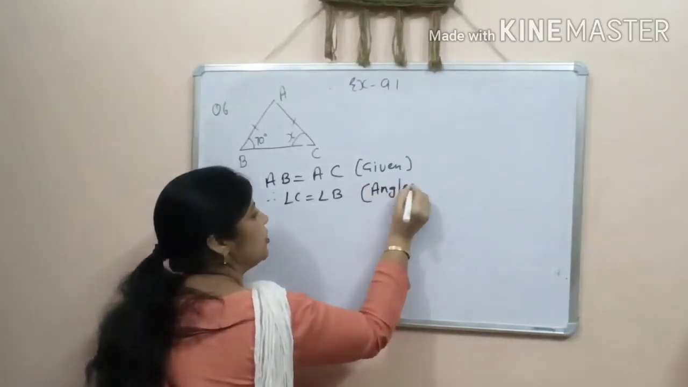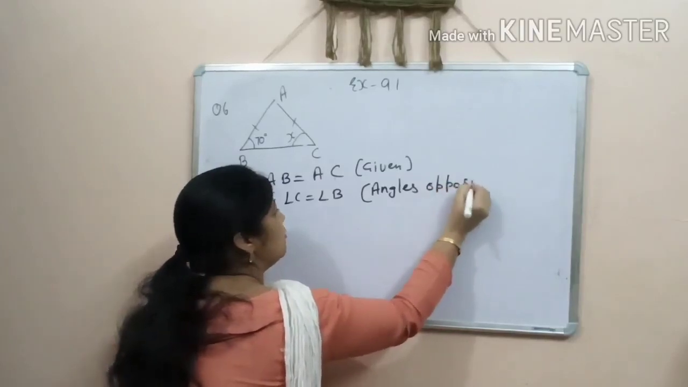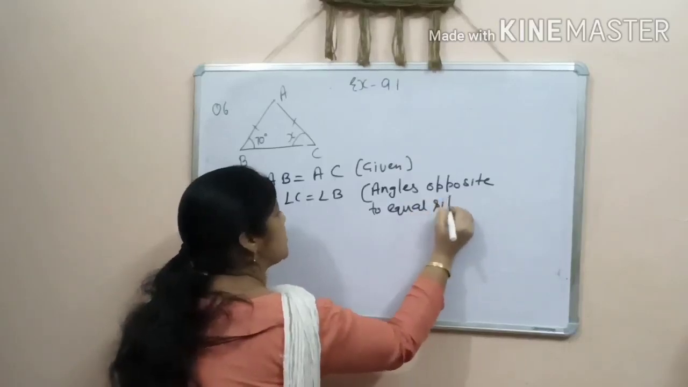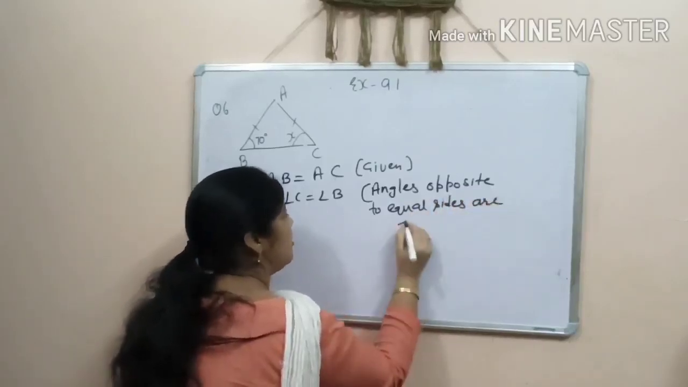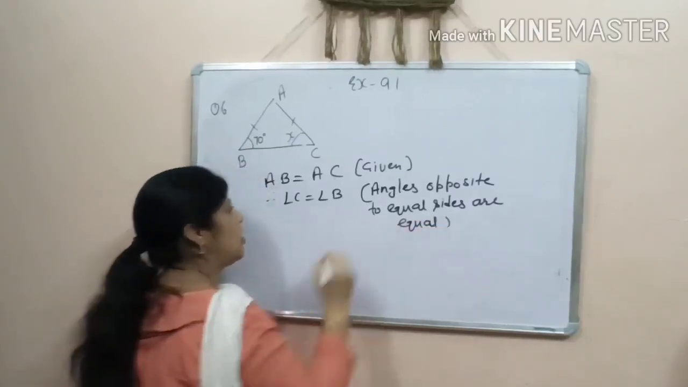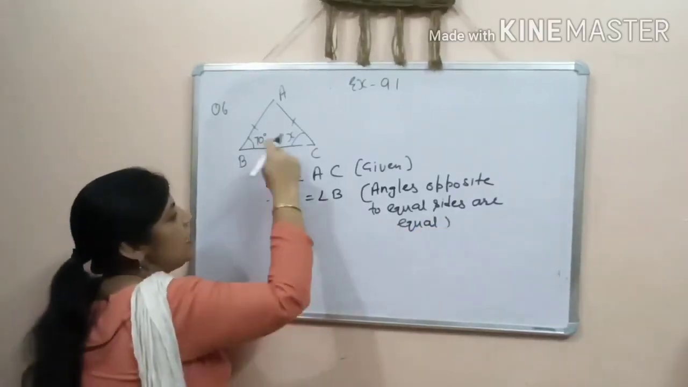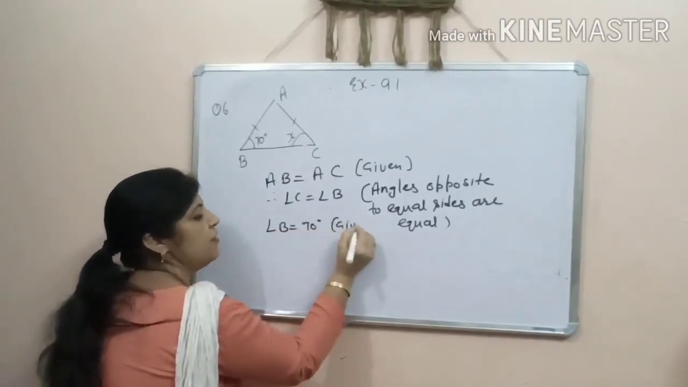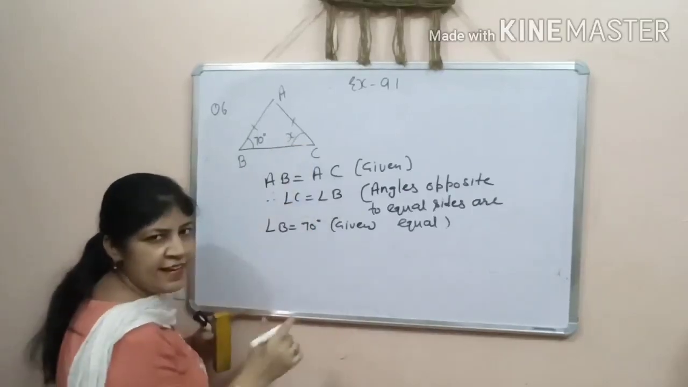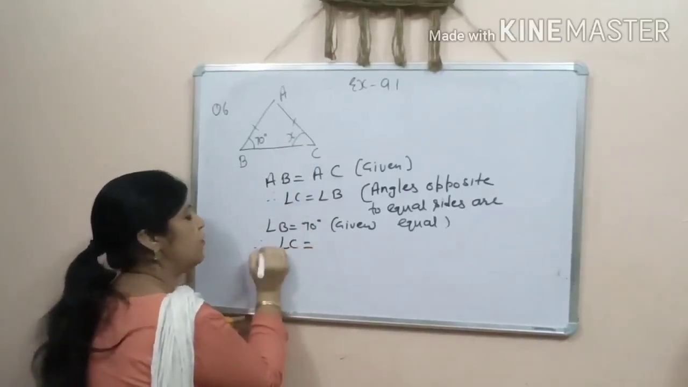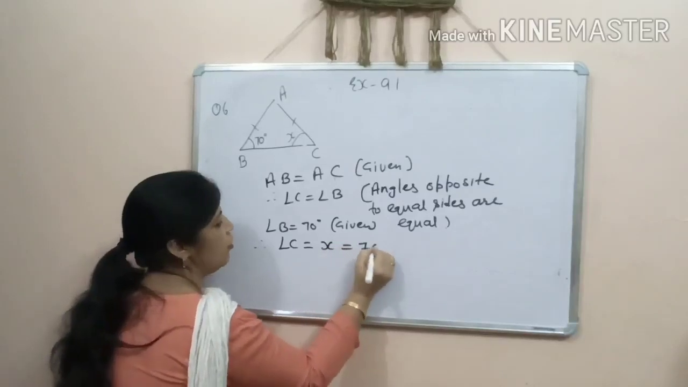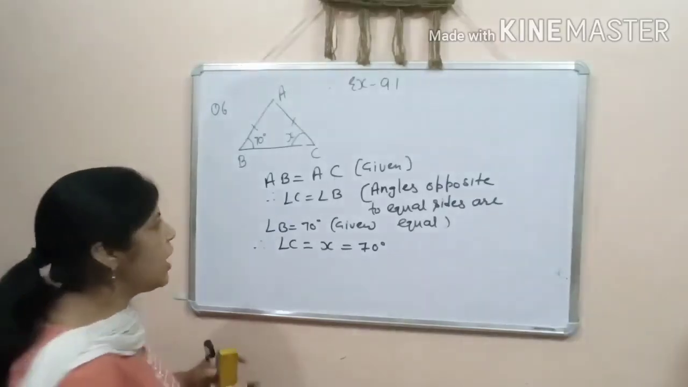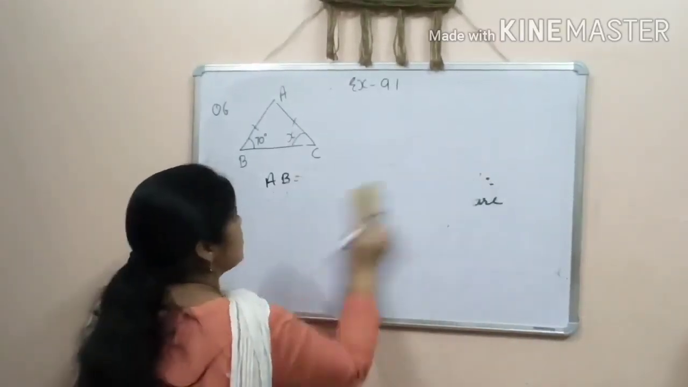Angles opposite to equal sides are equal. Okay. So angle B is 70 degree. That is given. And B is equal to C. C is angle X. So therefore angle C will also be 70 degree. Clear? Now I am going to take the next part of this question.